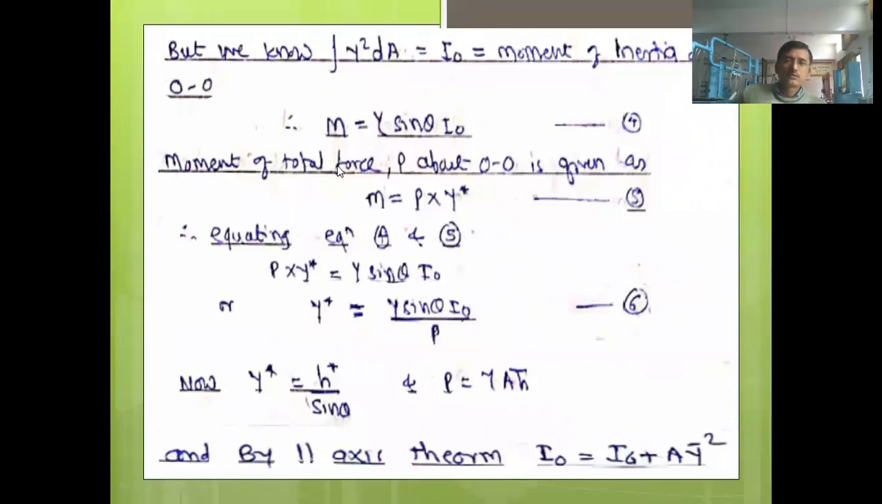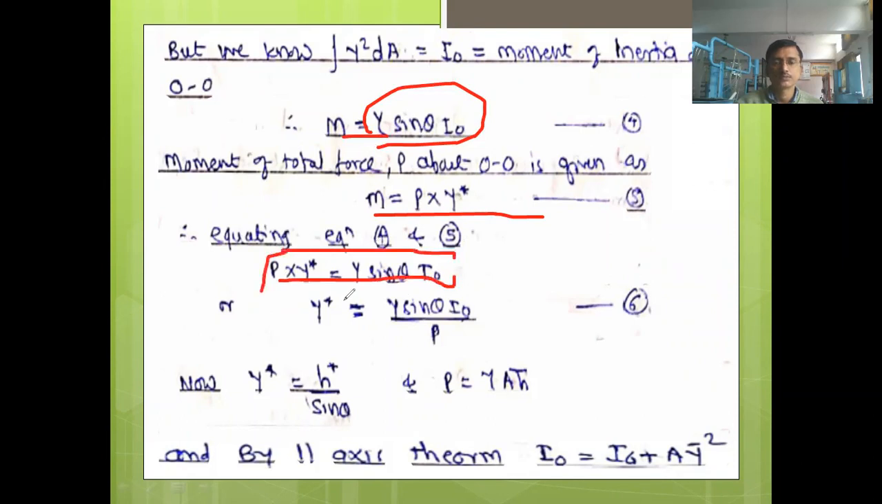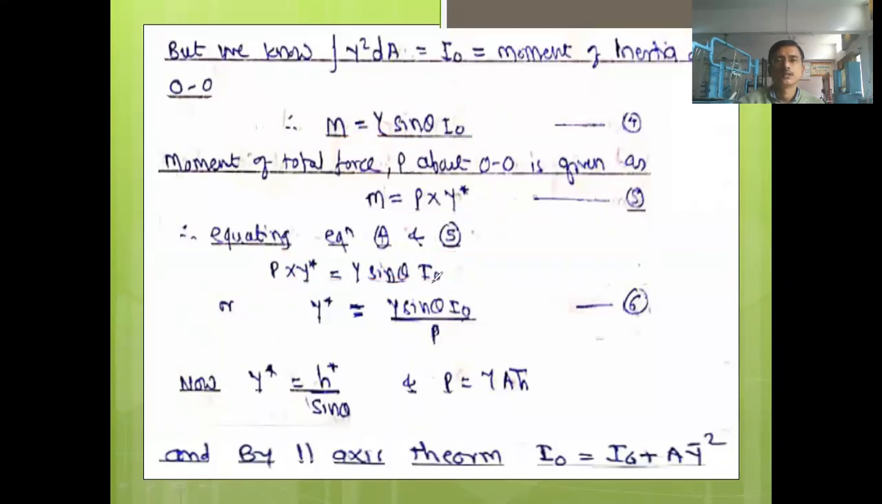According to the principle of moment, what is that? The moment of the total pressure force, that is nothing but P into y star, must be equal to this moment. So we will equate these two equations, this equation and this equation number 5, so that we will get this equation: P into y star is equal to gamma into sin theta into I0.